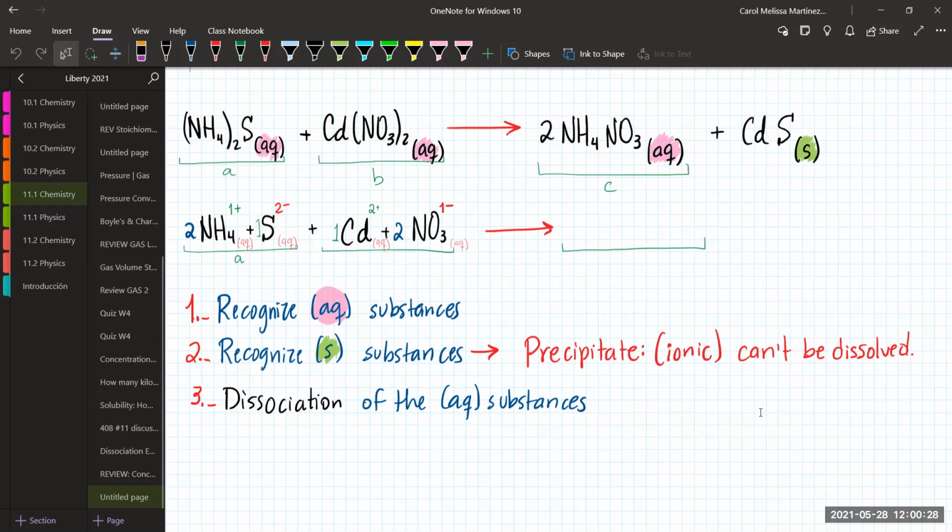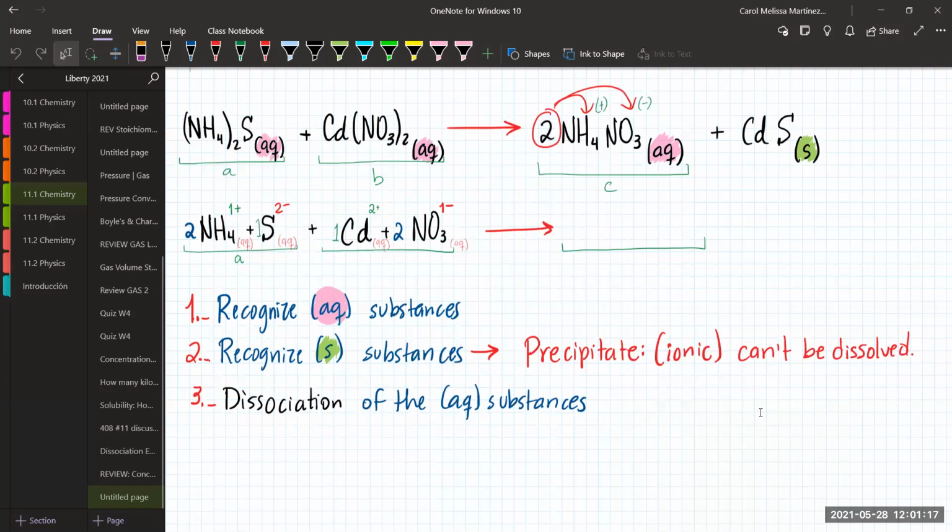Now, the situation here is a little bit different because this 2 is a coefficient, okay? And what happens here? This is like the distributive property in math, okay? The 2 that is outside the parenthesis multiplies everything inside. So here it's going to give you 2 ammonium, sorry, and also 2 nitrates, like that. That is how you do it. Remember, that 2 that is outside multiplies everything on the other side, the positive ion and the negative ion.